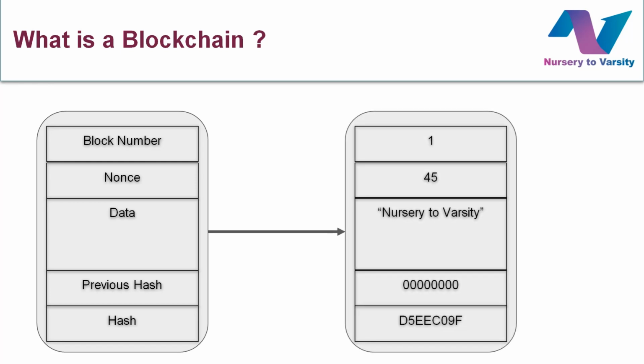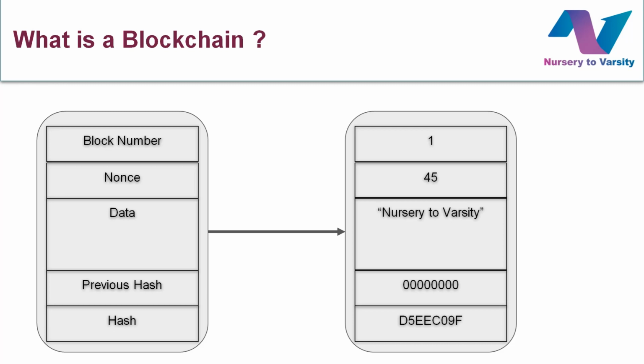Now let's take an example of that. Let's consider this as block number 1. Whenever we start a new blockchain, the first block in that blockchain is called the genesis block. Now let's take nonce as 45. You might be wondering, what is nonce actually? The full form of nonce is number used only once. Basically a nonce is used while we try to mine the block. We will study this topic of mining after a few lectures, so stay tuned.